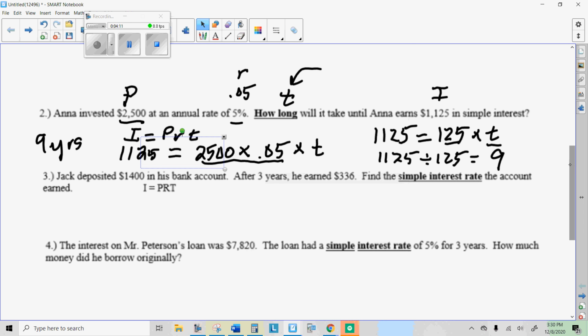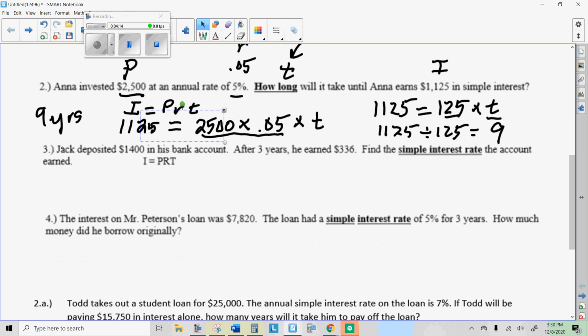Okay, number 3, it says Jack deposited $1,400 in his bank account. That's the principal. After 3 years, that's the time, he had earned $336. That's the interest. Find the interest rate. That's R. That's what we're looking for in this one. So let's set it up. Where the I is here, we're going to put 336. Where the P is, we're going to put 1,400. And we're missing the rate. I'm going to put that on the end, but we know the time is 3 years times R.